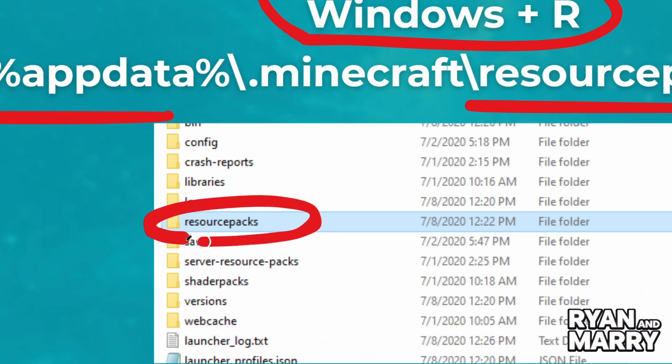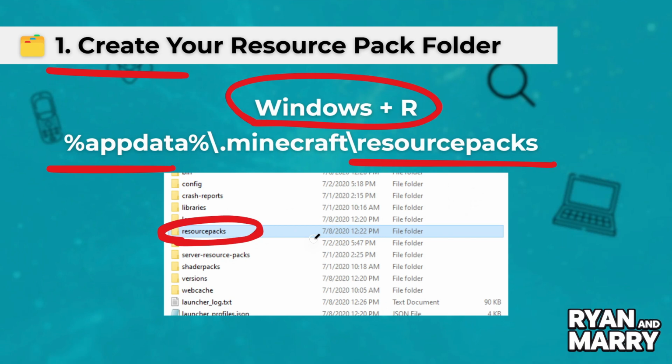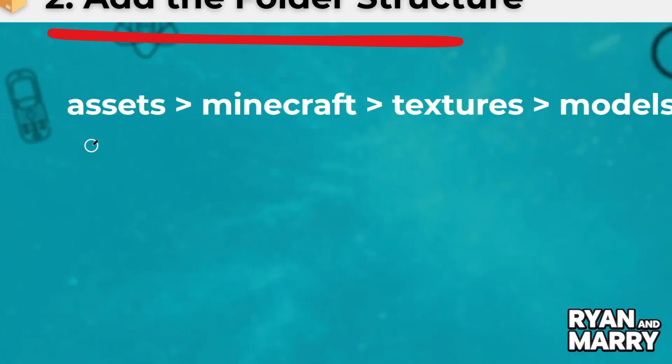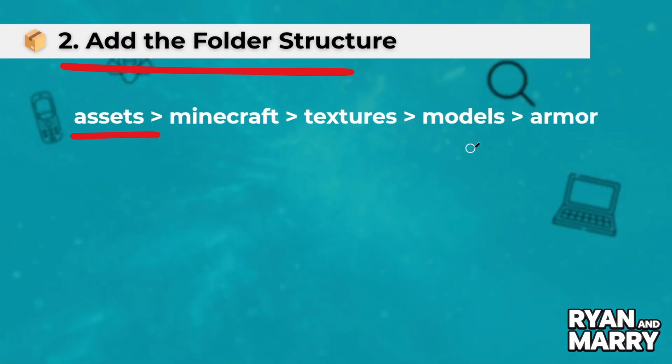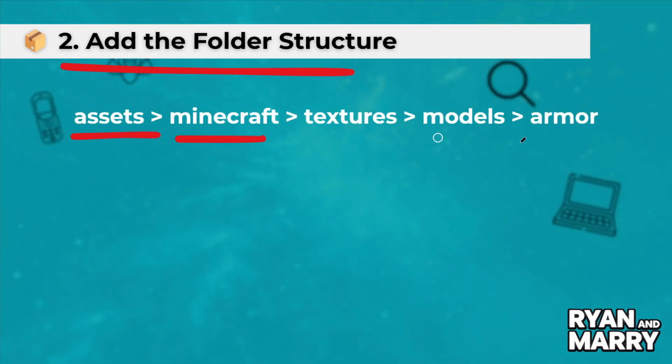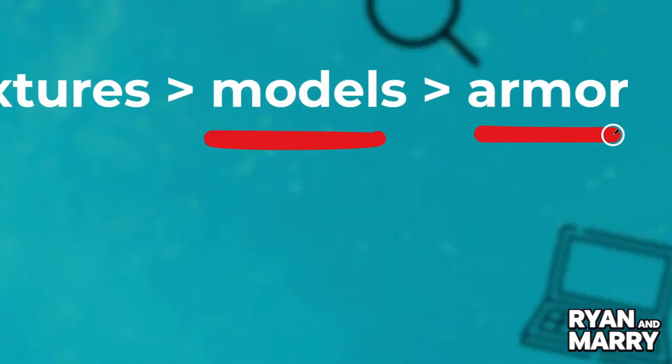Step 2. Add the folder structure. Inside that folder, create this structure: assets, Minecraft, textures, and models, armor. This is where we will put our custom armor textures.